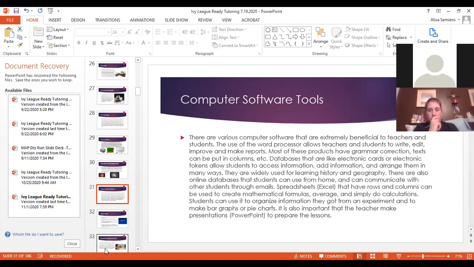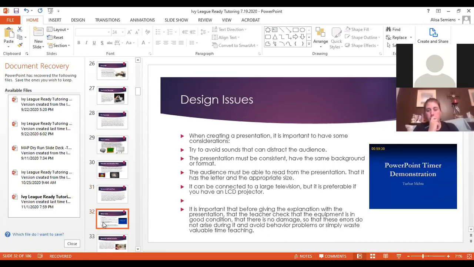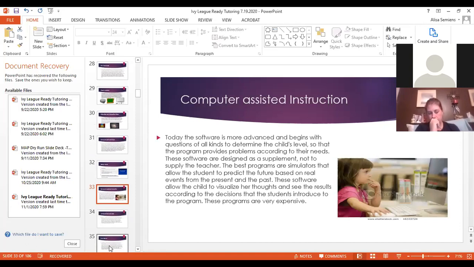When we're talking about computer software tools, we're also talking about spreadsheets like Excel and also PowerPoint, right? We're familiar with that. Keeping in mind, so design issues, right? So when creating a presentation, it's important to have some considerations. You want to try to avoid sounds that can distract the audience. You want the presentation to be consistent, have the same background, format. These are the things that you're teaching your students, right? The audience needs to be able to read the presentation, right? And that's that. Move on.